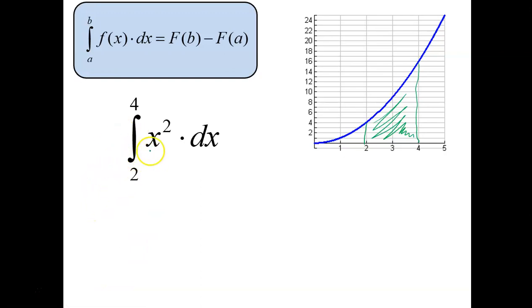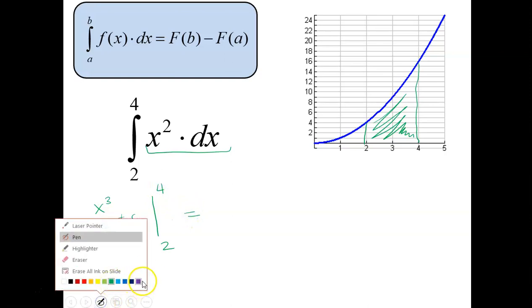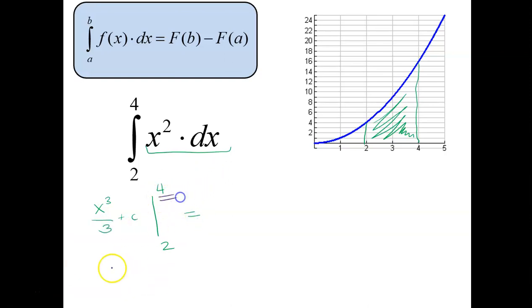Okay, so first thing I'm going to do is integrate x squared dx. When I integrate x squared dx, I get x cubed over 3 plus c. I'm going to evaluate that from 2 to 4. Okay. Now again, you don't have to write the plus c. I write it because I don't want to be in the habit of not writing plus c. Okay, so when I plug in my upper limit, I'm going to get 4 cubed over 3 plus c.